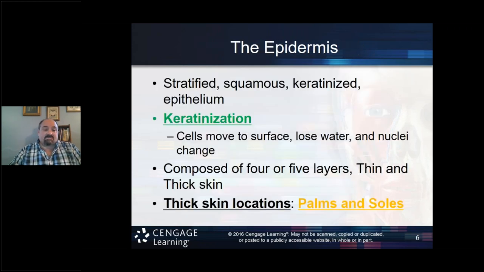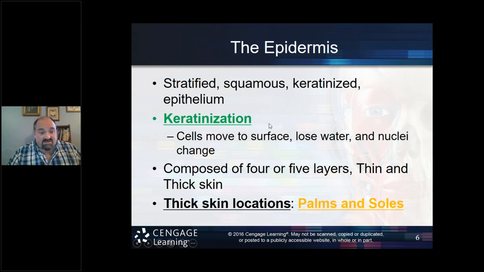So the epidermis, again, it's stratified squamous type tissue. So there's multiple layers, and know that at the outermost layer of the squamous tissue, that very top layer, they're flat cells. They're flat squamous pancake-shaped cells. And notice also that they're dead cells. The cytoplasm has been replaced with keratin, the protein.